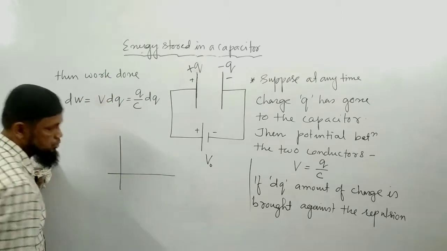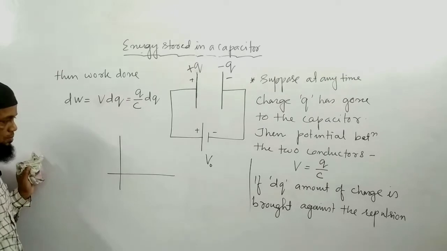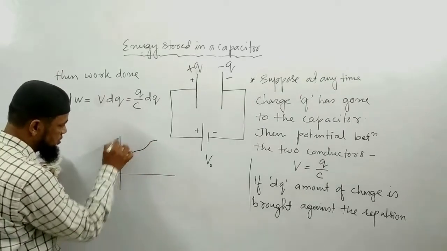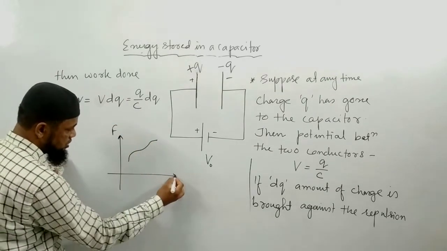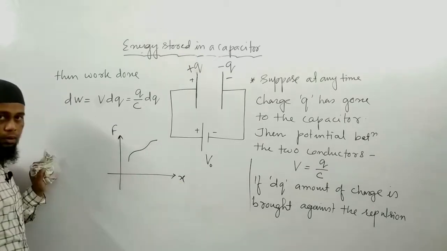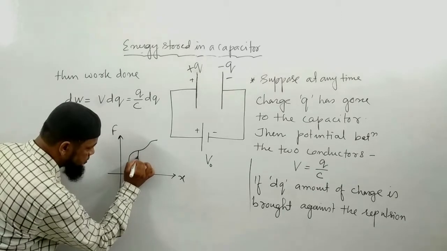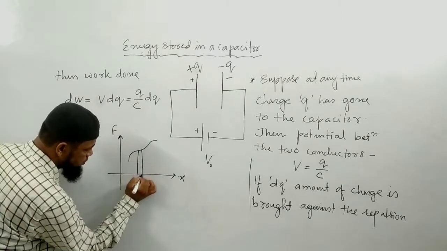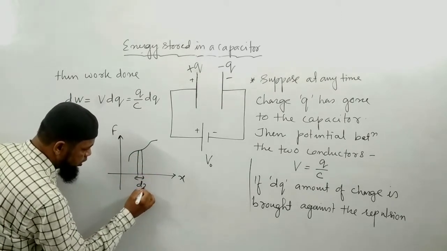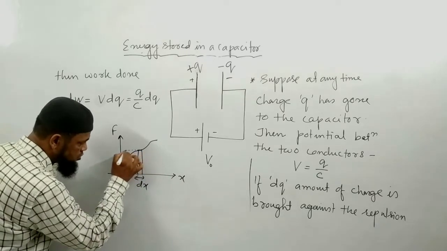For example, work done by a variable force, we have learned in class 11. The force is changing with respect to position. So how do we calculate work done here? For that, we consider a small displacement, and we assume that over a small displacement the force remains approximately constant.